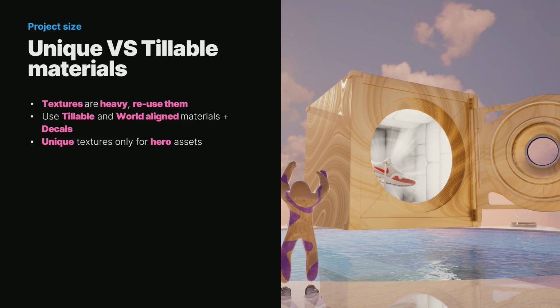And then finally, let's talk about tileable materials. So as I said before, textures are usually heavy assets, and we want to reuse them as much as possible and to be efficient. The best way to be efficient, without too much of a headache, is to use tileable and world-aligned materials and then add a detail pass with some decals on top. Unique textures in UEFN should only be used for specific hero assets where you don't have a choice.